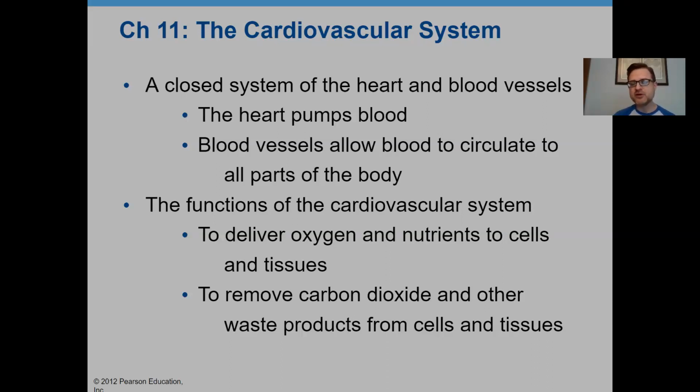So what I want to do, we're going to go through the first maybe third or half of this PowerPoint relatively quickly, because again, it's just on the parts of the heart. And then we'll get to some more physiology stuff later in this video. So we've already said a lot of this.